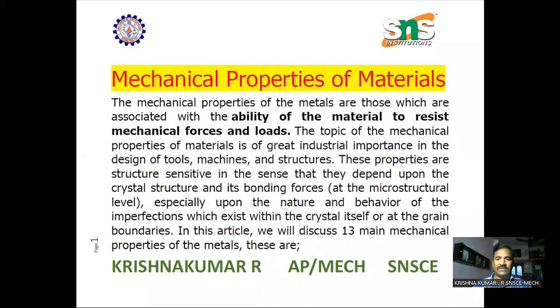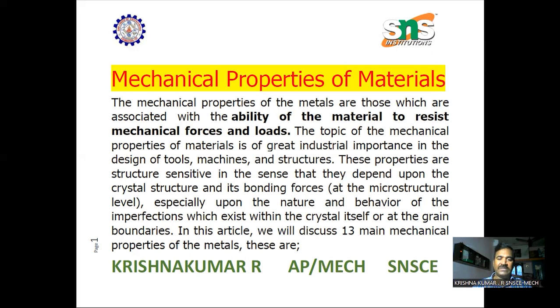Mechanical properties of materials. The mechanical properties of the metals are those which are associated with the ability of the material to resist mechanical forces and loads. The topic of the mechanical properties of material is of great industrial importance in the design of tools, machines, and structures. These properties are structure sensitive in the sense that they depend upon the crystal structure and its bonding forces.